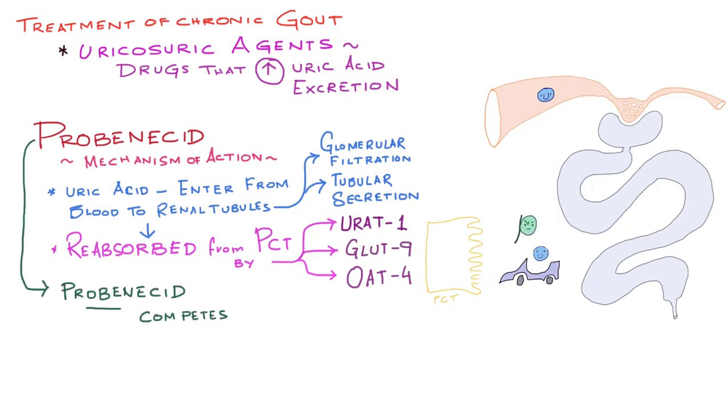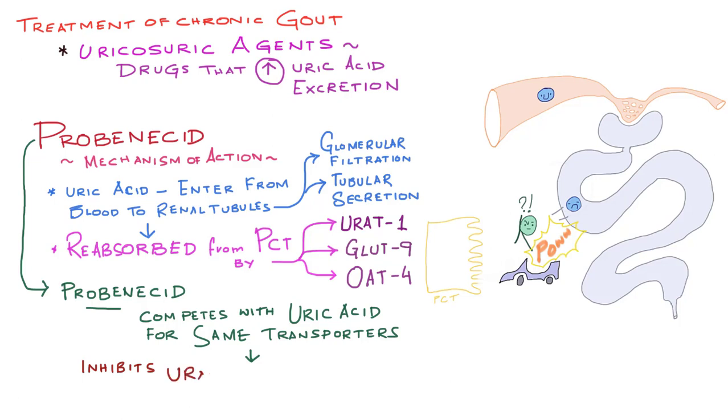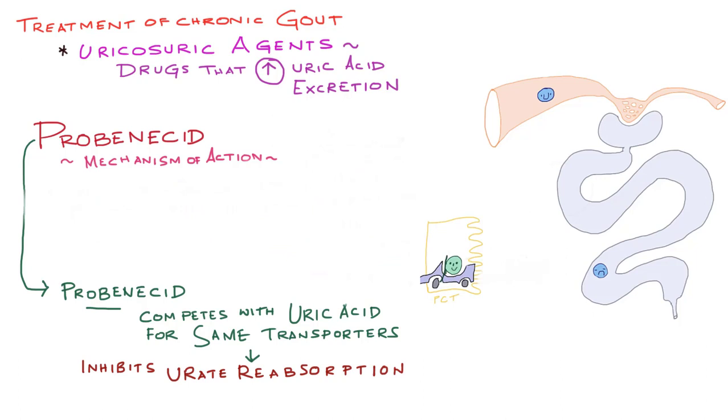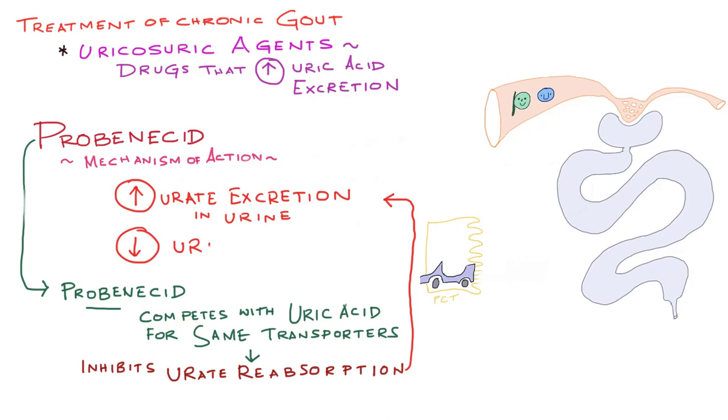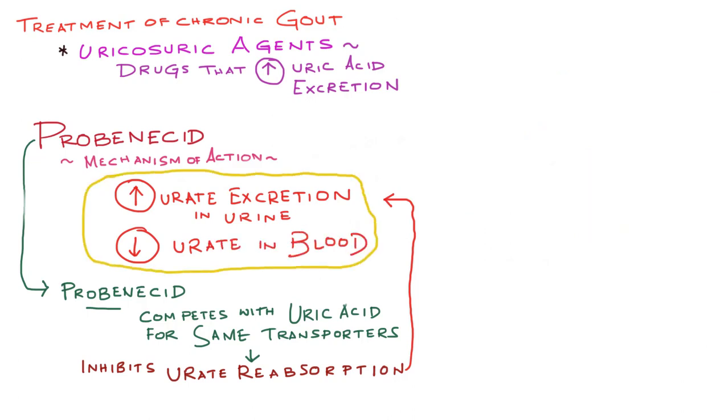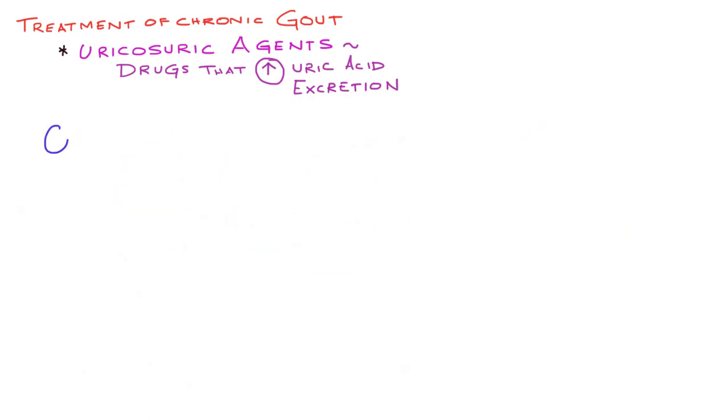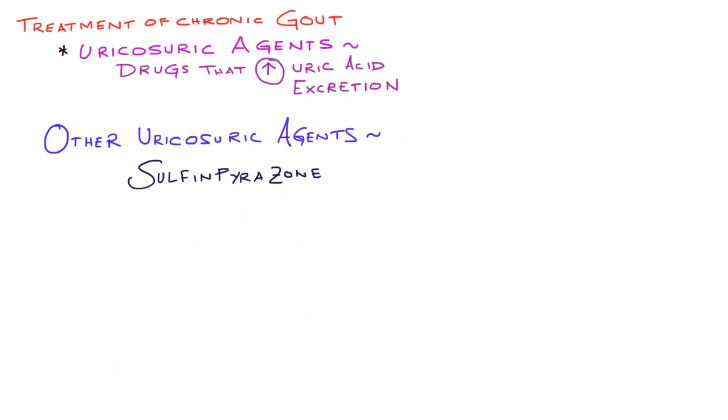Now, probenecid competes with uric acid for the same set of transporters, and thereby it inhibits uric acid reabsorption from the urine. This increases uric acid excretion in the urine and thereby lowers the level of urate in blood. The other uricosuric agents that can act by similar ways and help in the elimination of uric acid via urine are sulfenpyrazone and benzbromarone.